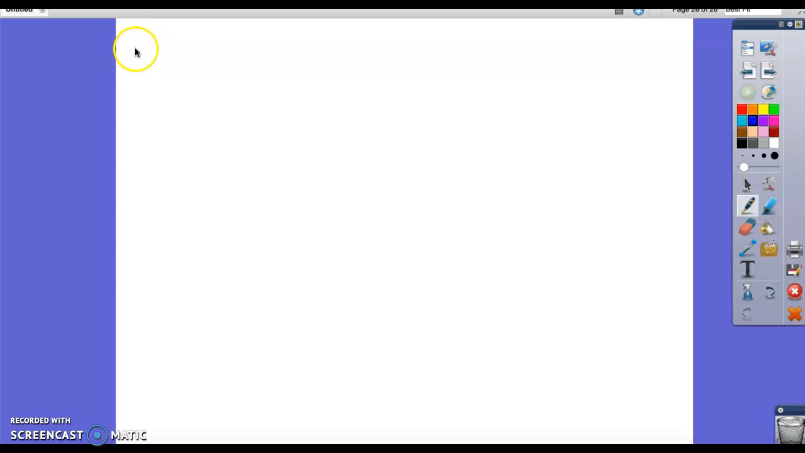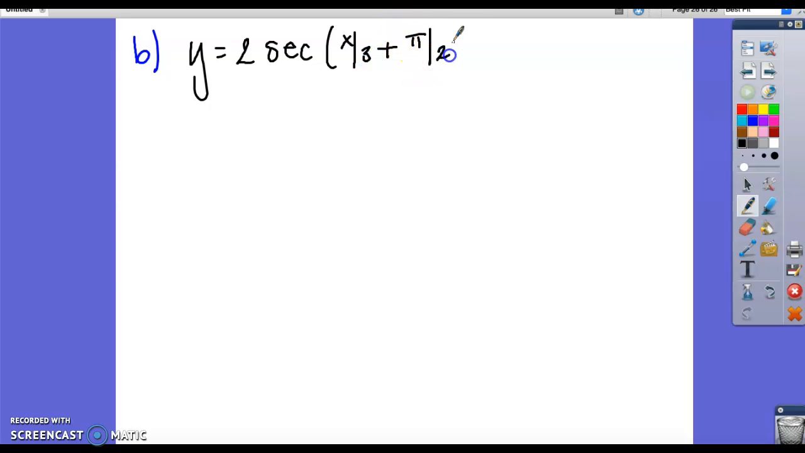Okay, let's look at part B of example 4. We're going to graph the function y equals 2 secant x over 3 plus pi over 2, plus 2.